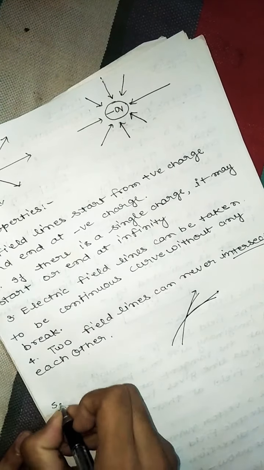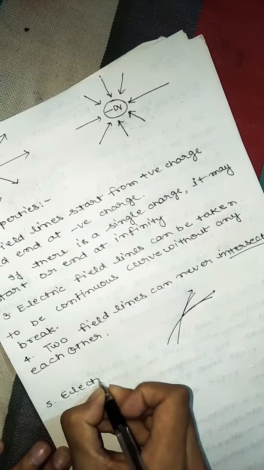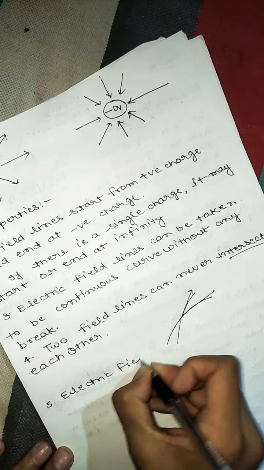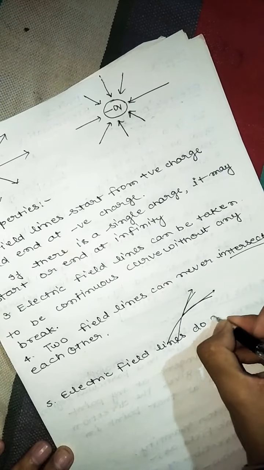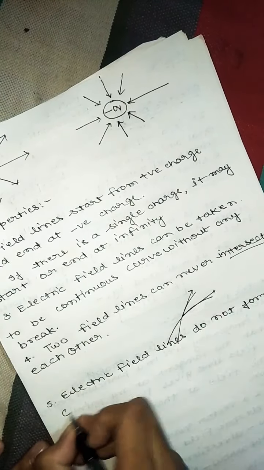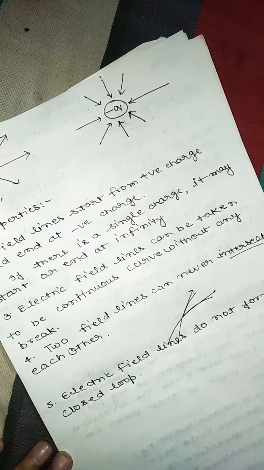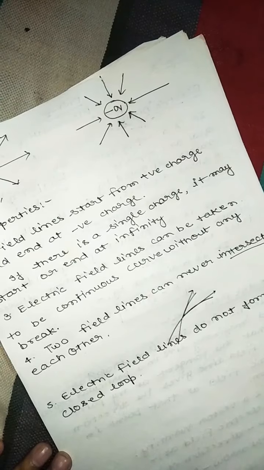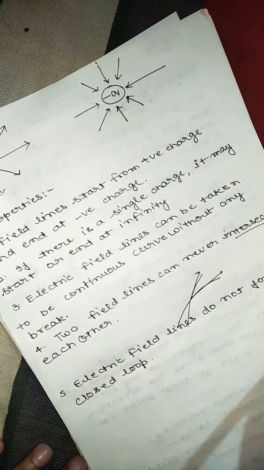Likewise, the fifth point is that electric field lines do not form closed loops, as they never intersect each other. They cannot form a closed loop, as we can conclude. So these are the properties of electric field lines.